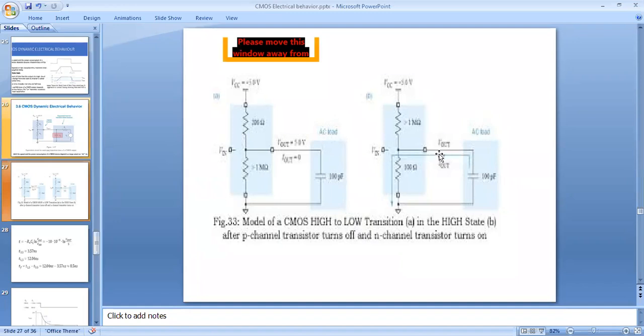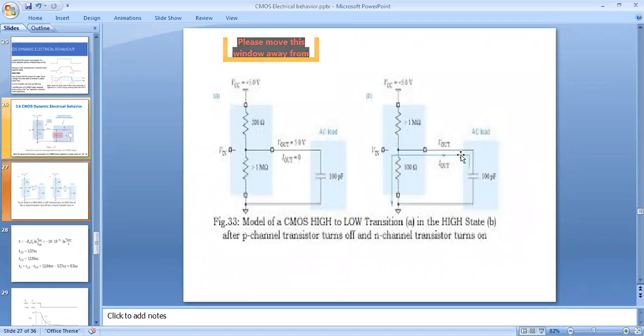After that, draw the second circuit, where our output is at low state. We have a high input here. Whenever we apply a high input, the P channel goes off and the N channel goes on. So the P channel is represented with a high resistance, greater than 1 mega ohm, and the N channel with a low resistance, in the order of 100 ohms.